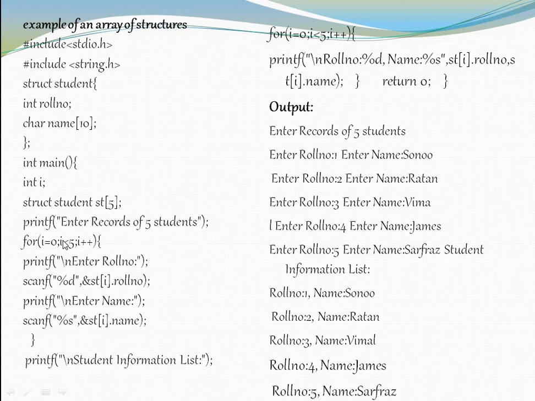Now we enter the records. Five records are read with the help of a for loop. By the help of the for loop we get their roll number and name, and we scan them here. Finally, using printf and another for loop, we print the student information list. Finally our output is displayed to the user. The user has been asked to enter the roll number and the name, 5 records have been entered, and the information list has been displayed. So this is all about array of structures. For accessing the members within the structure we are using the dot operator. That is the one point you have to remember in structures.